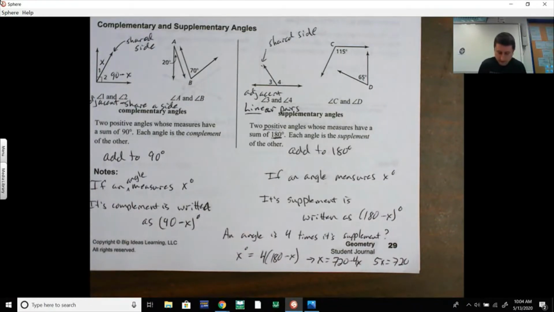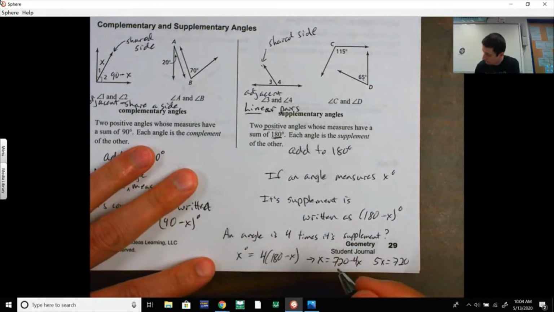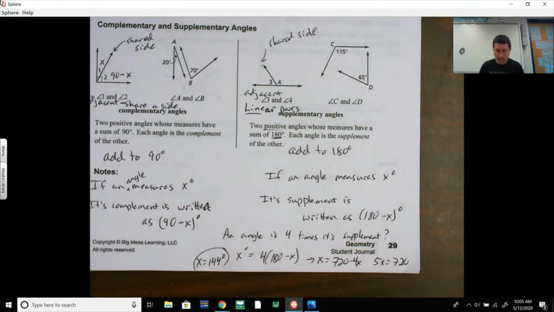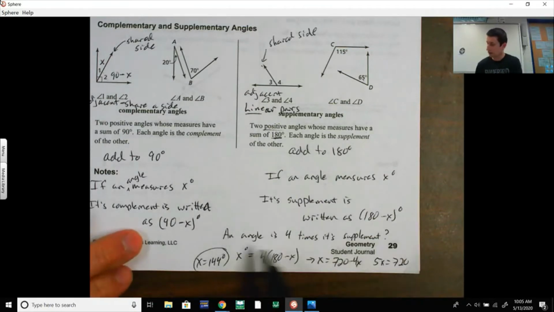720 divided by 5, we get 144. So you get x equal to 144 degrees in that case. Its supplement would be 36 degrees, and 144 is 4 times 36. So that's how you can use these terminologies to set up some equations like that.